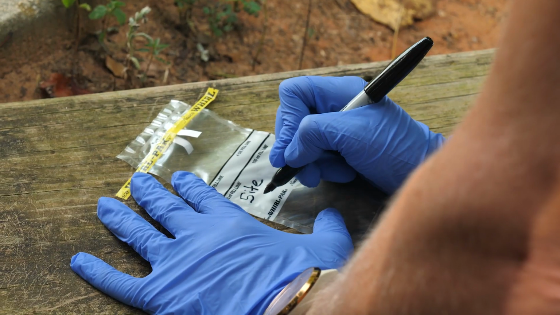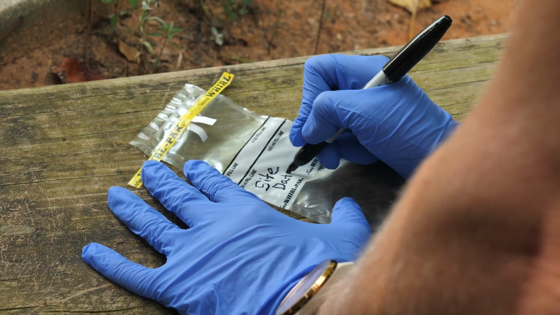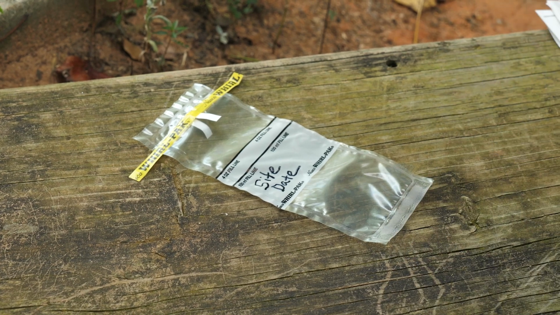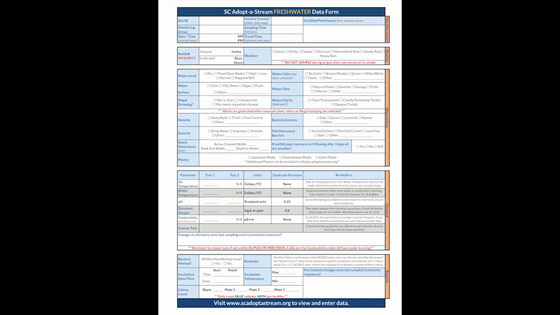You will also need to bring another unopened Whirlpack bag to collect your stream sample. You'll label this in the field with your site name or ID number, the date, and the time that you collect the water. Once at your stream site, use the Adopt-A-Stream data sheet to record site observations. Collecting a stream sample for bacterial monitoring should be the last thing you do before leaving the site.